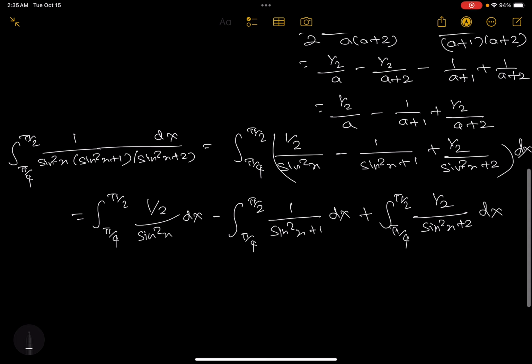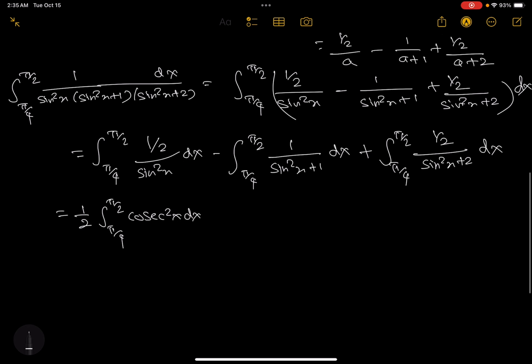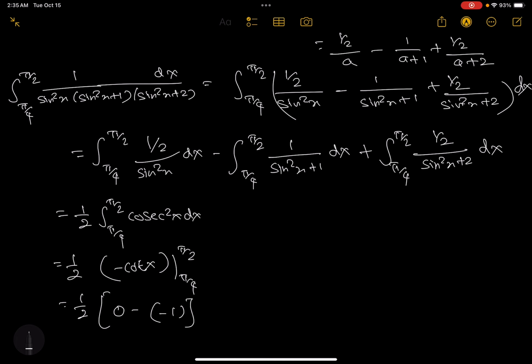Okay, now let's try to solve it. For this one, what we can do is half of the integral from pi by 4 to pi by 2 of cosec square x dx, and we know that the integral of cosec square x is minus cot x from pi by 4 to pi by 2. Cot x at pi by 2 is 0, minus cot at pi by 4 it's minus 1, so that's half, right?